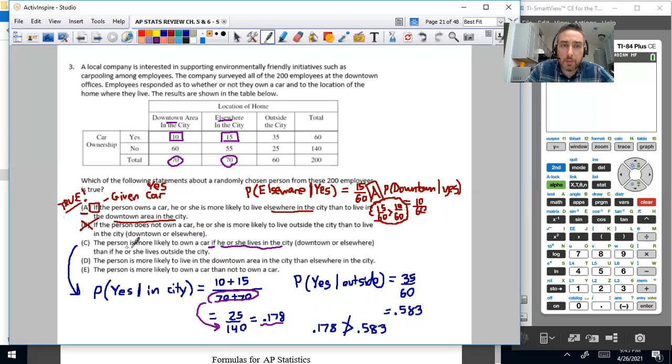Now let's look at the other one. The person is more likely to own a car if he or she lives in the city than if he or she lives outside the city. So it's still car ownership. But in this case, let's look at the outside the city. That denominator is 60, where 35 of those own a car. So 35 out of 60 is actually higher than 25 out of 140. So again, that's false.